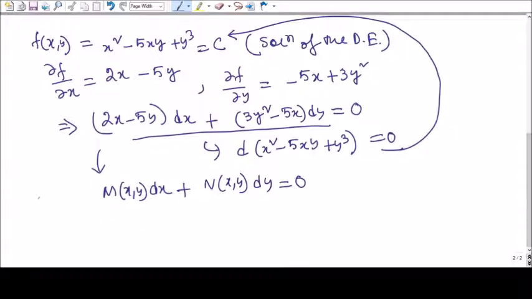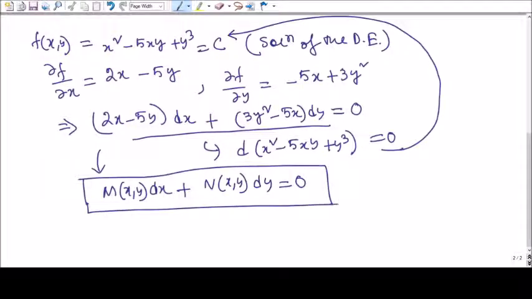So we can define an exact differential equation in this way: if the differential equation has the form M of x, y dx plus N of x, y dy equal to 0, and if this part, M of x, y dx plus N of x, y dy, is written as a differential of some function.